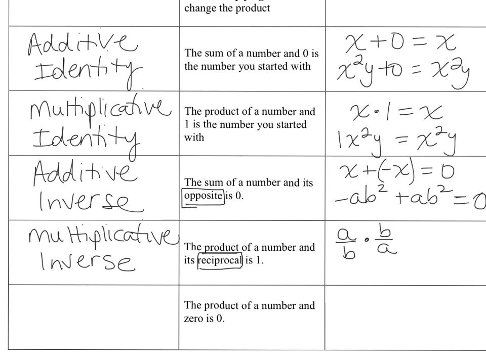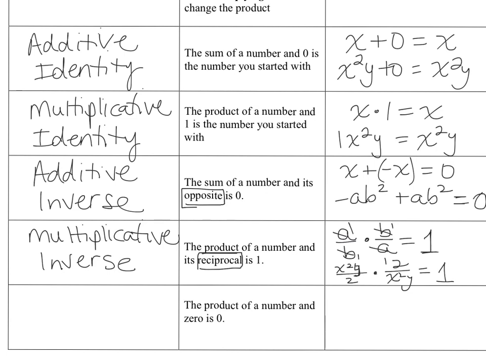Now, if you think about what we learned with multiplication, these A's here, they're going to cancel out to give us 1 because they represent the same number. And these B's are going to cancel out to give us 1 because they represent the same number. The result will always be 1. So I could have a crazy looking fraction like x squared y over 2. Well, if I multiply by 2 over x squared y, everything will cancel out and leave us with 1.